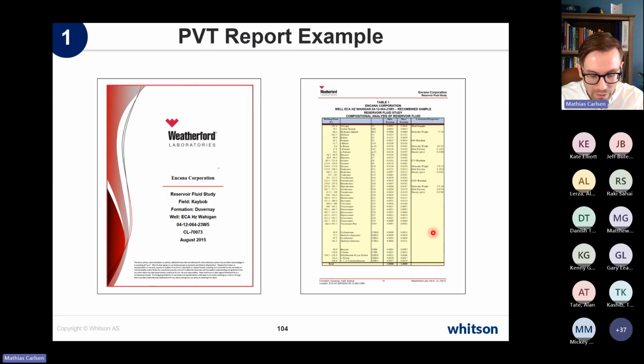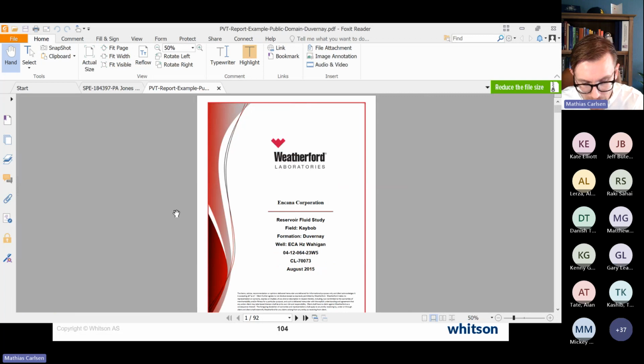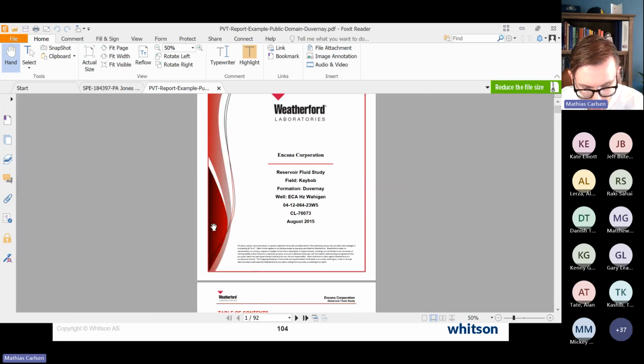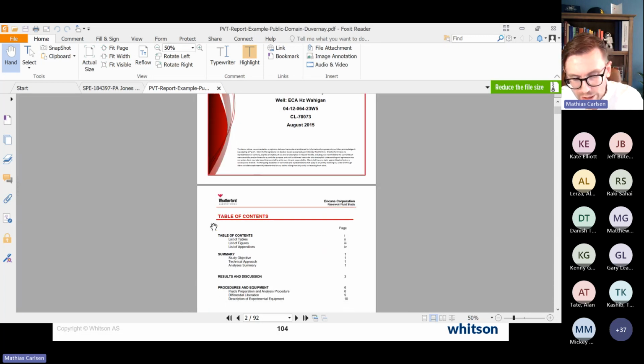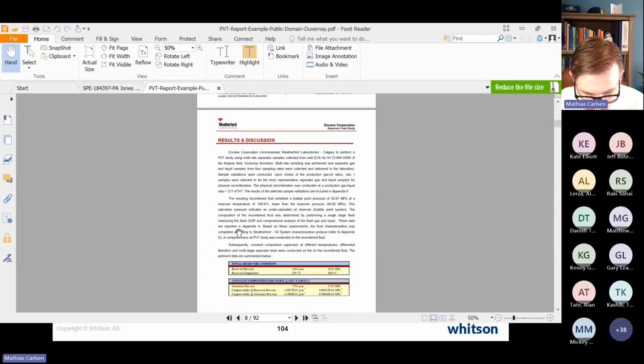In the handouts that were given to everyone, in the digital material that was sent in the email, there is a PVT report example. It's from the Duvernay. That's why we can use it, because it's up in Canada. It's public, and it was collected by Encana, and it's a good example of how a PVT report looks. These could typically be hundreds of pages long, and this is just an example.